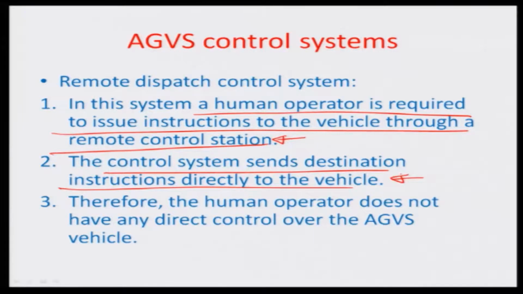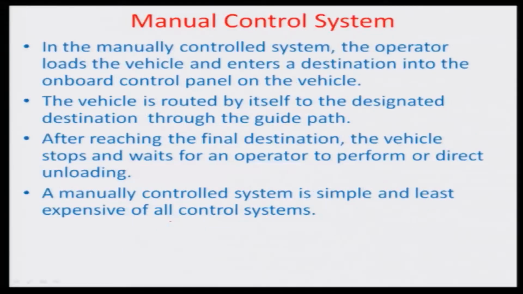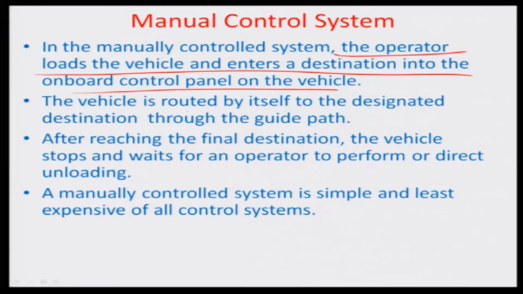So you basically as a human operator plan where the AGV needs to take what kind of load and deliver to what station, and although the human does not have any direct control over the AGVS vehicle, it can actually plan and say how much is needed at what station. So that is a remote dispatched control system, and the other one obviously is manually fully controlled. So the operator loads the vehicle and enters a destination into the onboard control panel of the vehicle. Vehicle is routed by itself to the designated destination through the guide path.